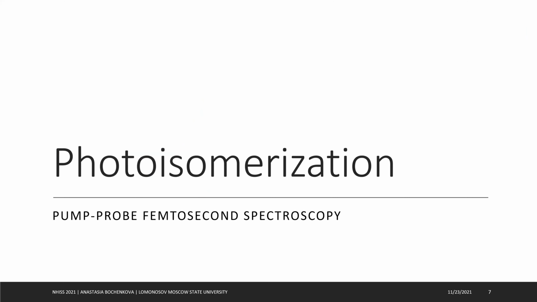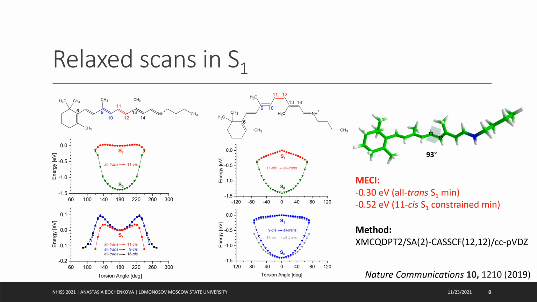Okay, now we proceed to our results, and first we look at the photo-isomerization mechanism. By using this X-MCQDPT theory, we construct and analyze one-dimensional relaxed potential energy scans in the first excited state. What you can see here are the all-trans chromophore and the 11-cis chromophore. First, let's start with the all-trans chromophore.